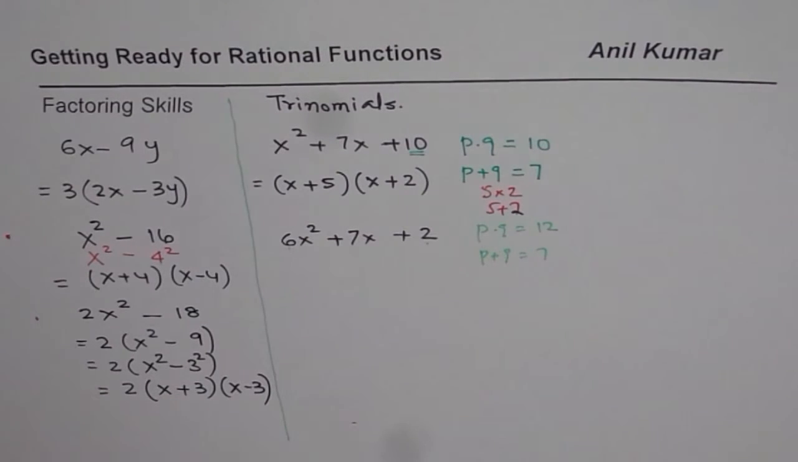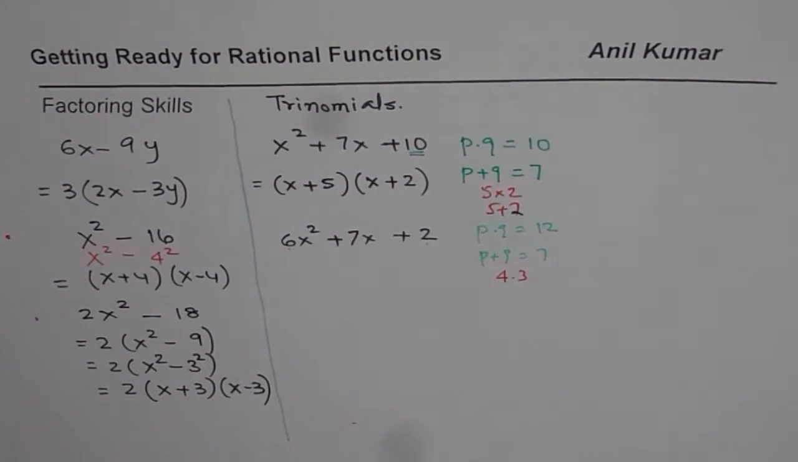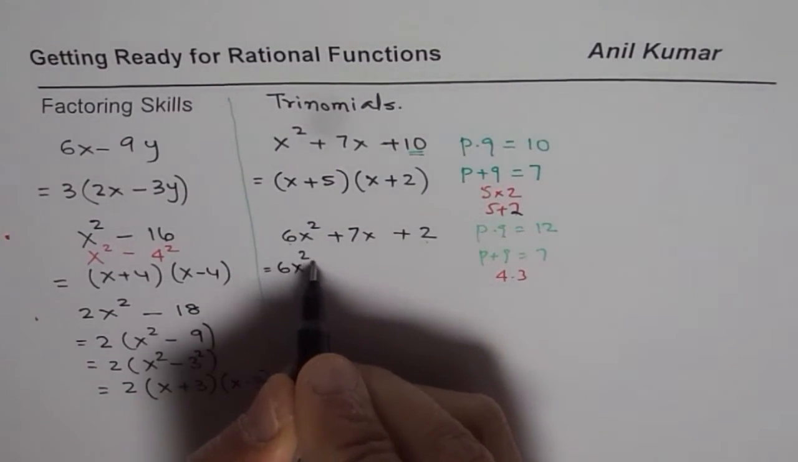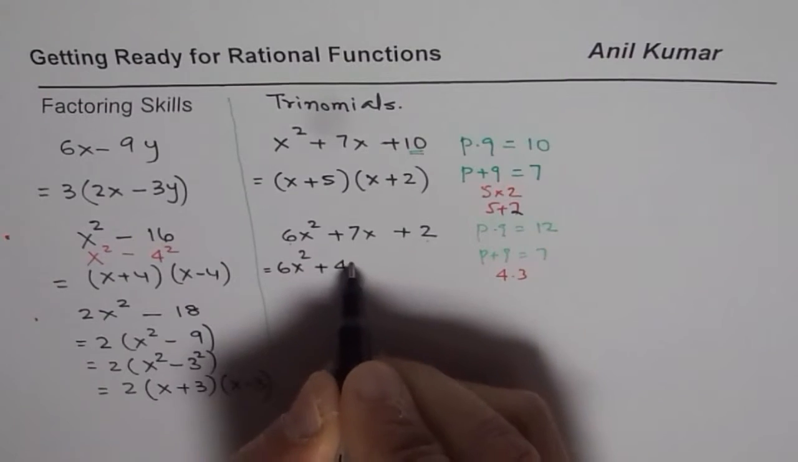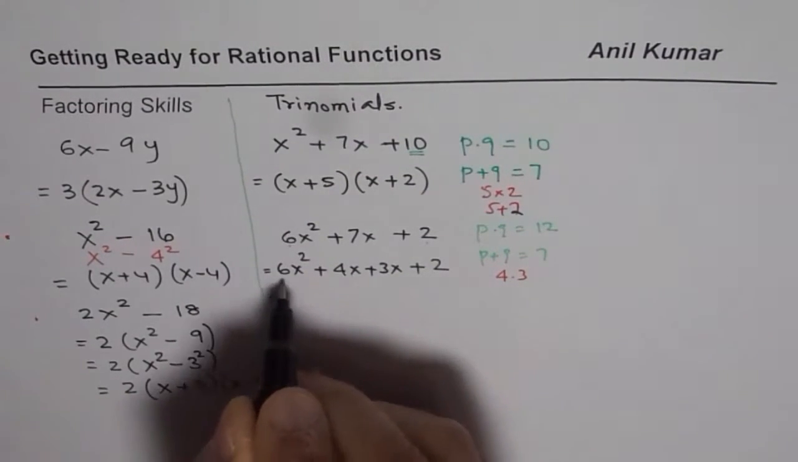This is what we are looking for. You could get this by 4 and 3, right? So 4 and 3 are good numbers, right? So now we will split 7x. We could write this as 6x squared plus 4x plus 3x plus 2, and now we do group factoring.